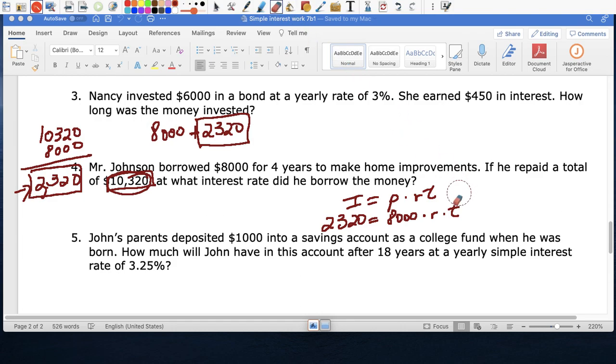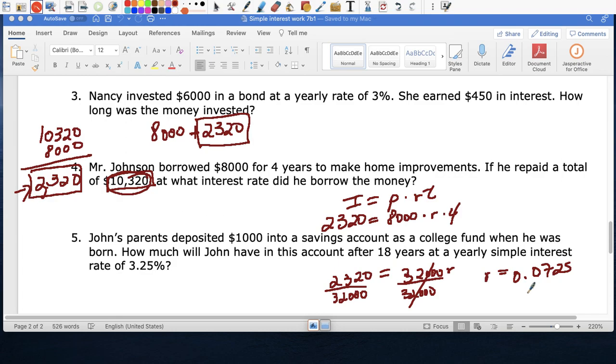So that's the number that we put over here. Time is 4 years, so we can change that to 4. So R is our missing value. So 8,000 times 4 is 32,000 R. Over here I'll put 2,320. We're going to divide both sides by 32,000. And R equals, I have no idea, 2,320 divided by 32,000 equals 0.0725, which you multiply by 100 or move the decimal 2 to the right. So the interest rate that he was charged was 7.25%, quite high.